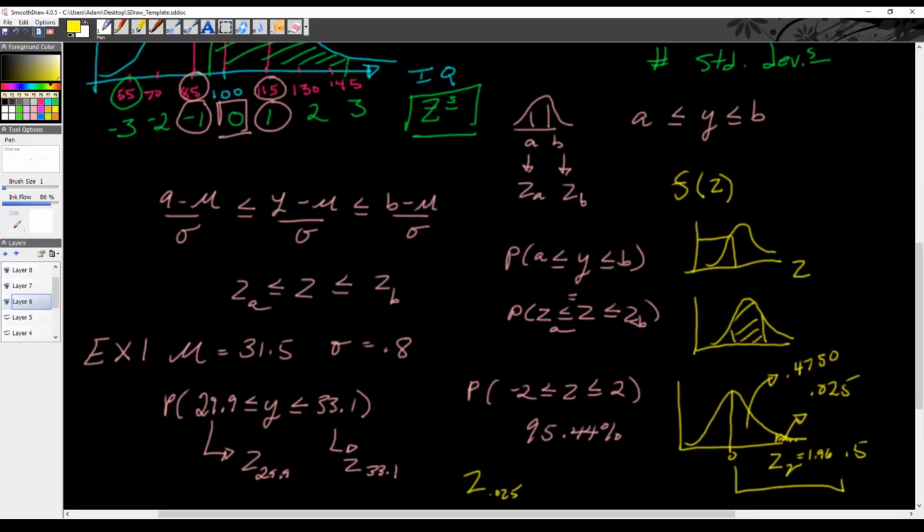So 0.5, which is this full area, minus 0.4750, which is this area, the pink area. So 0.5 minus the pink area gives us this area right here, that 2.5%. And again, this will make more sense when we do statistical inference later.